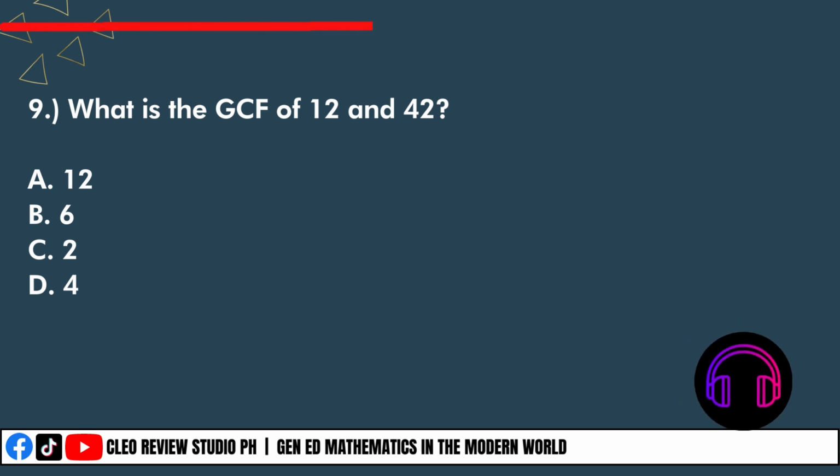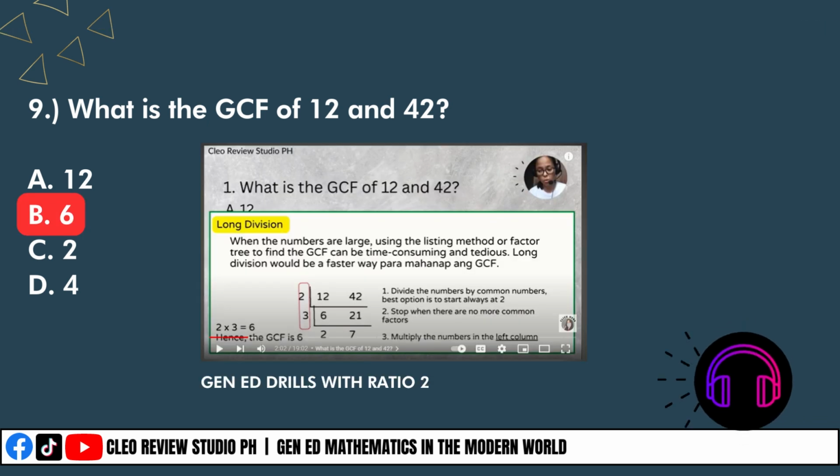What is the GCF of 12 and 42? A12, B6, C2, D4. The correct answer is letter B, 6.